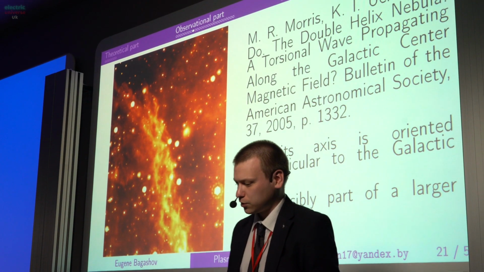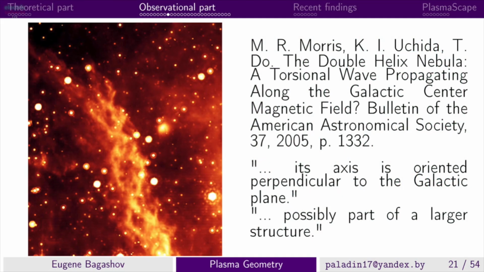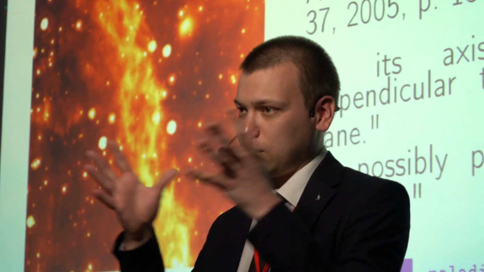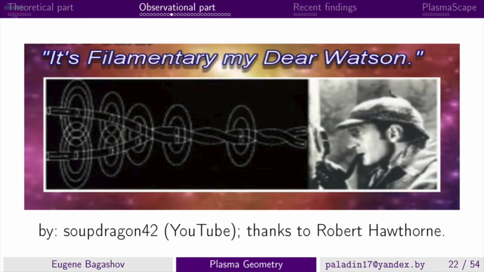But we've observed such structures in other places, like, for example, the so-called double helix nebula that you can see here. And it's peculiar that the authors of this paper describe this as basically two plasma structures wrapped around each other. The authors also state that the axis of the structure is roughly perpendicular to the galactic plane, which is also the case for our local chimney. And they state that this is possibly a part of a larger structure. So again, this idea of scalability comes into play. So it's filamentary, my dear Watson.